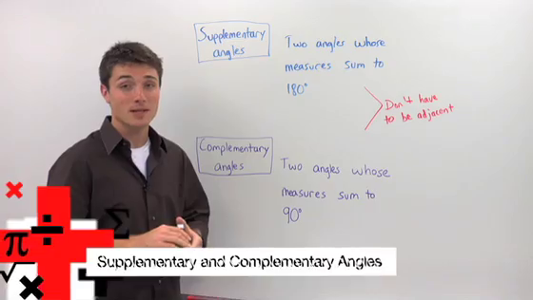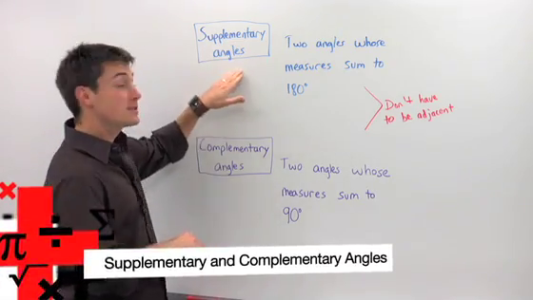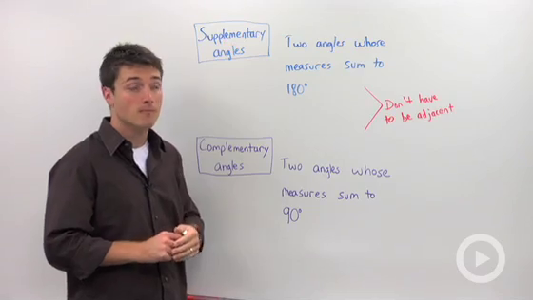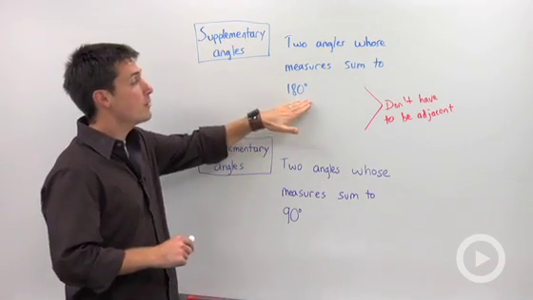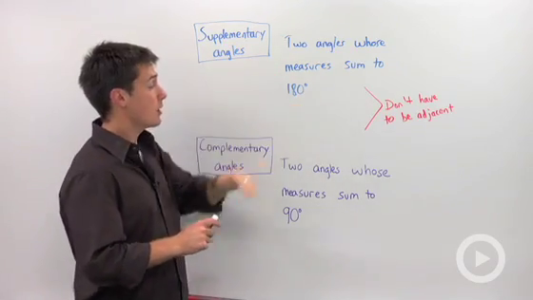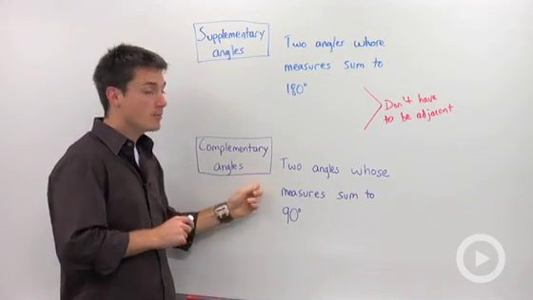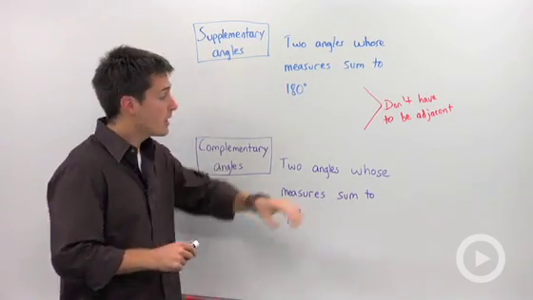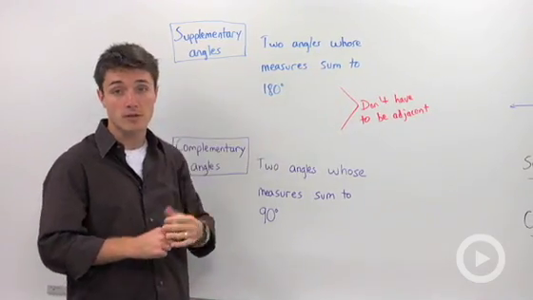Two concepts that are related but not the same are supplementary angles and complementary angles. The difference is their sum. Supplementary angles are two angles whose measures sum to 180 degrees, and complementary angles have to add up to 90 degrees. And I noted here that these do not have to be adjacent.